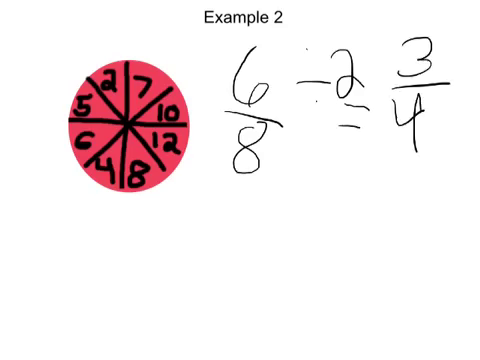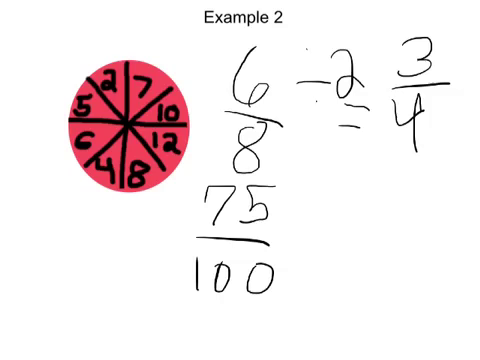Also, to get this number as a percent, we could multiply 3 by 25 and 4 by 25 to get a denominator of 100 and a numerator of 75. Therefore, the percent would be 75%.